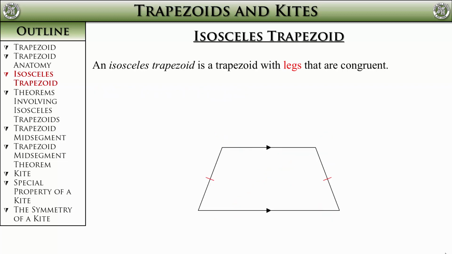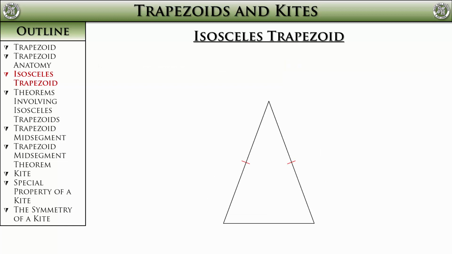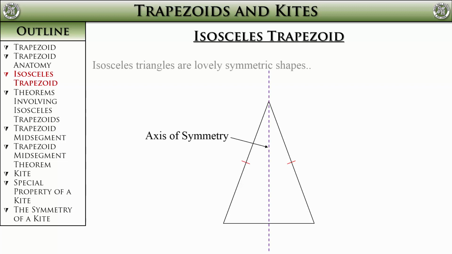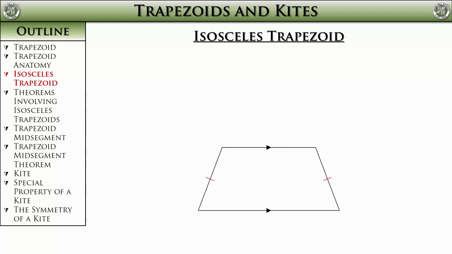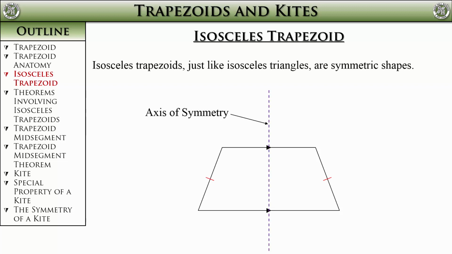An isosceles trapezoid is a trapezoid with legs that are congruent. The two congruent sides must be the legs, not just any two sides. When we had isosceles triangles, we showed that each of them had an axis of symmetry. Isosceles triangles are lovely symmetric shapes. We can do the same thing with isosceles trapezoids. Each isosceles trapezoid also has an axis of symmetry. Isosceles trapezoids, just like isosceles triangles, are symmetric shapes.